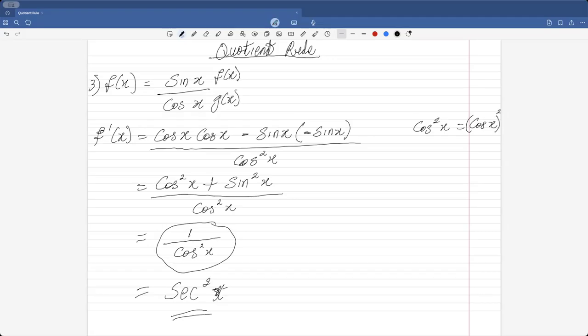Now, this problem right here can be solved in another way. I would like to make use of a space here so we can see the difference.